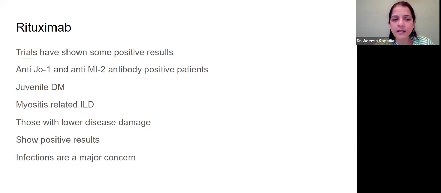So this is where, again, I'll go back to my point that the antibodies not only help us to diagnose, but also to treat these patients and decide which drug works for them. Especially in patients of juvenile dermatomyositis, patients who have ILD, and those who have come to us early with less disease damage or less muscle atrophy, we might use this drug, but at the same time we must look out for infections. We must vaccinate our patients, and we must monitor them regularly for complications.